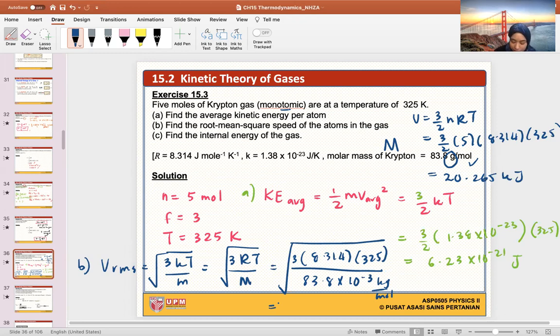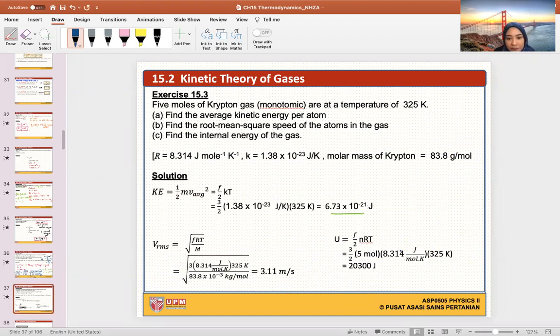And then for this one, 3 times 8.314 times 325 divided by 83.8 times 10 to the minus 3. Square root the whole thing and we get 311. I don't know how accurate that is. So 311 is the VRMS. V is velocity, so the unit is meter per second, which is the SI unit anyway.